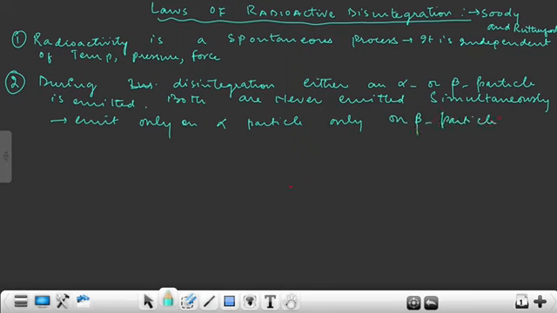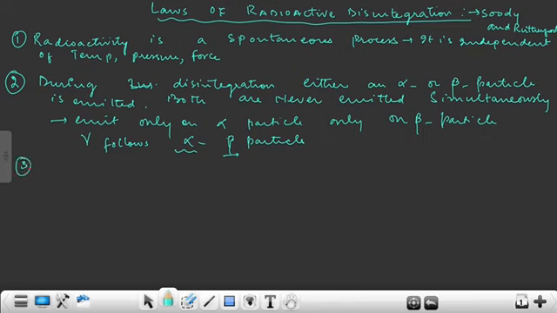And moreover, do remember this, whenever gamma ray emission takes place, it will follow alpha and beta emission. That means when there is alpha particle emission, or let's assume beta particle emission, gamma emission will follow these. It means gamma emission will not take place first; alpha or beta will take place first, then the gamma will happen.